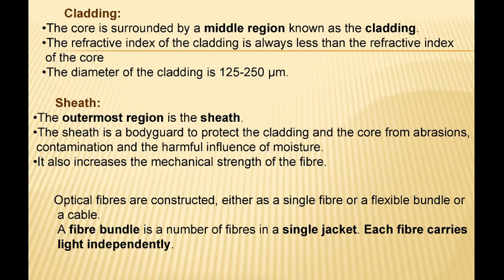That's why, to protect the core and cladding, the sheath or buffer jacket is around the core and cladding region, to protect from all the conditions. It also increases the mechanical strength of the fiber. So these are the three main regions of optical fibers. Optical fibers are constructed either as a single fiber, a flexible bundle, or a cable.